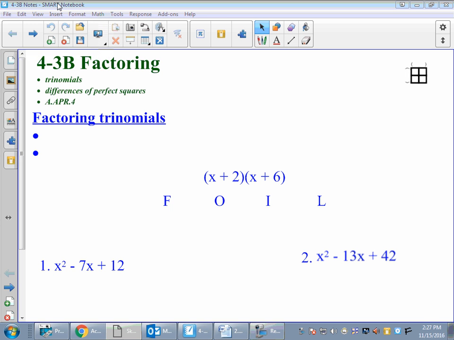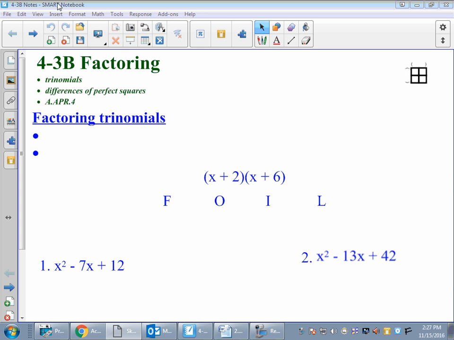These are your 4-3B notes on factoring. We're going to factor some different types of polynomials: trinomials, which means there are 3 terms, and difference of perfect squares. So we're going to review a little bit of FOILing and multiplying in the mix.